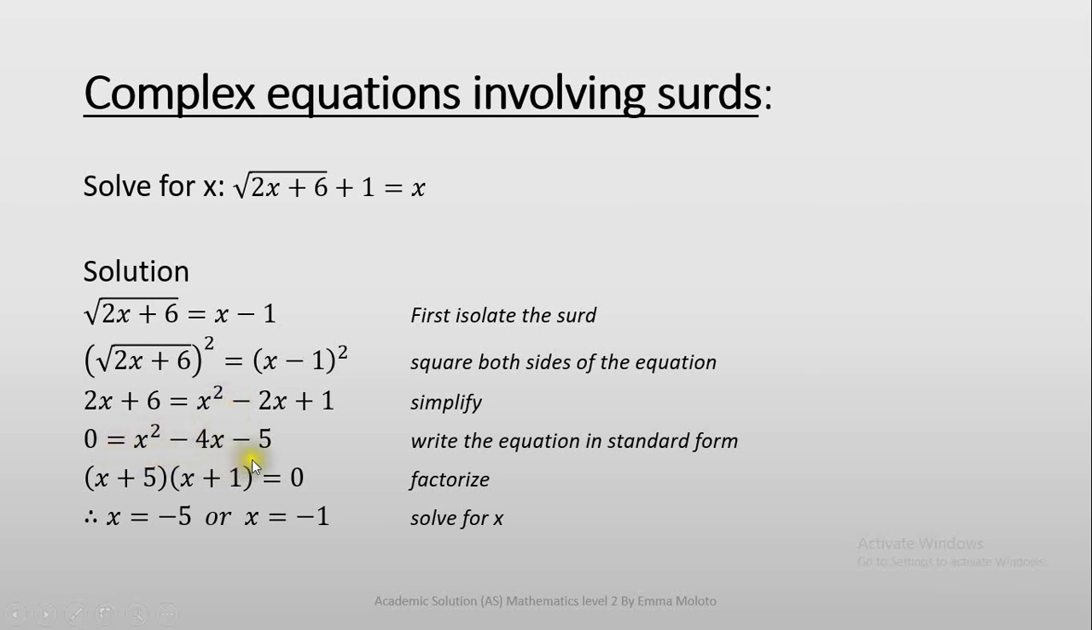So the next step says write the equation in standard form. We took this to this side and 6 to this side, so the like terms cancelled or added to each other. The next step says factorize, so we did factorize here. We factorize this equation, and then we solved for our x, which is x equals negative 5 or x is equal to negative 1.